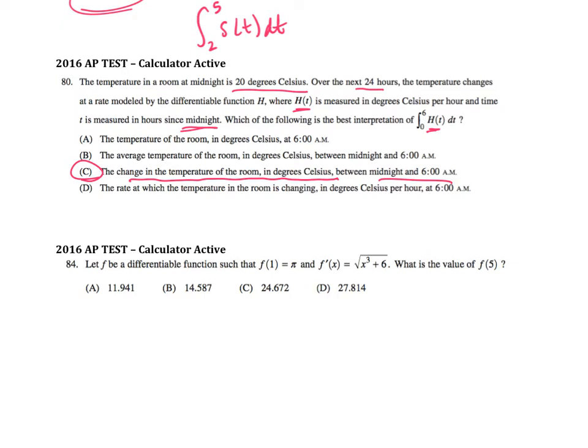I like C. I do not like B because it says average temperature. We'd have to divide by the amount of time. A is saying the actual temperature at 6 a.m. No, we're adding up all the temperatures. We are finding that change in the temperature, not just finding an actual temperature at 6 a.m. And then D is talking about the rate. Well, we're integrating a rate, so we're getting an amount. We're getting the actual temperature.